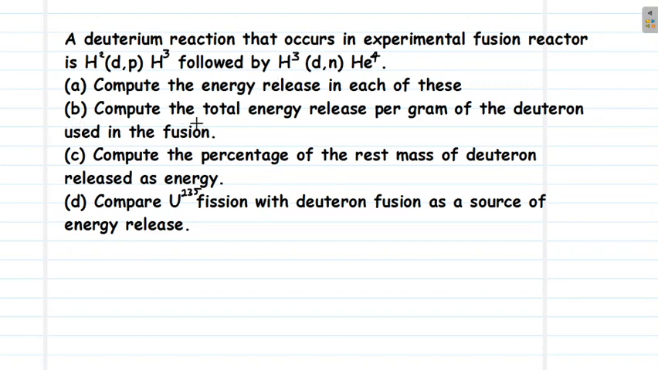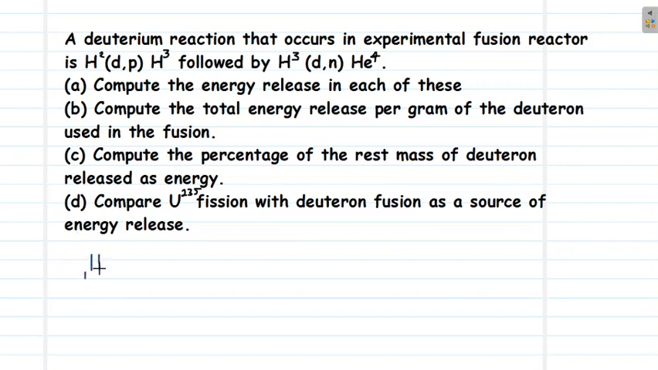Then compute the energy release per gram of the deuteron used in the fusion. Compute the percentage of the rest mass of deuteron released as energy, and finally compare uranium-235 fission with deuteron fusion as a source of energy release. We are given with some data.